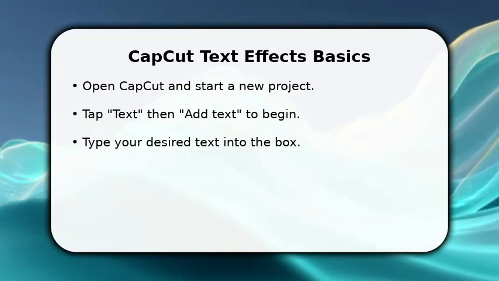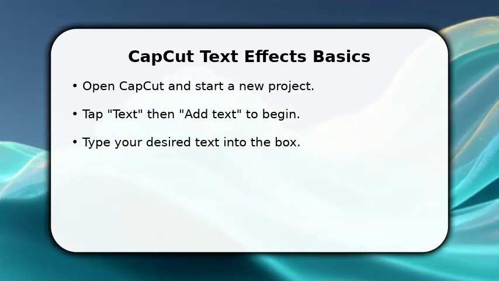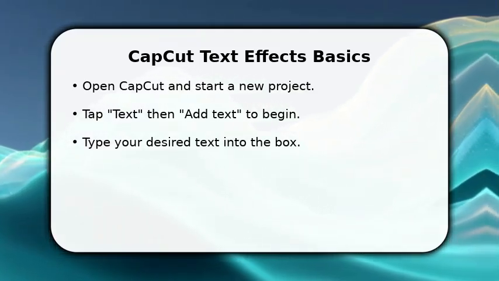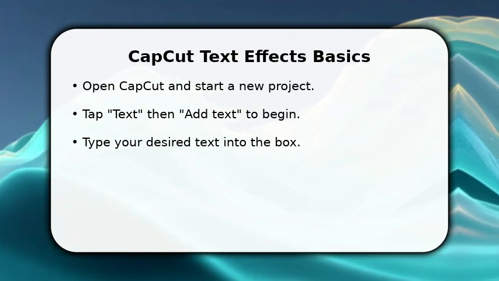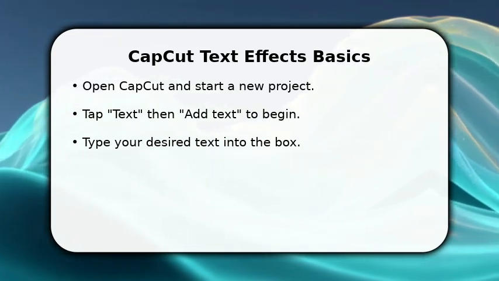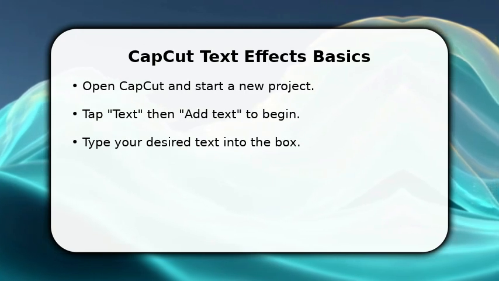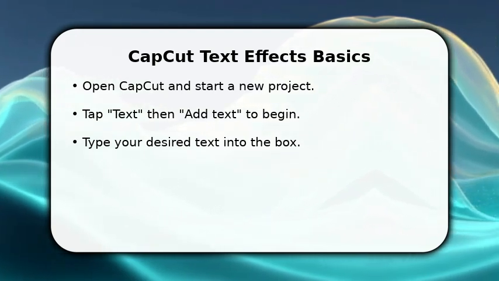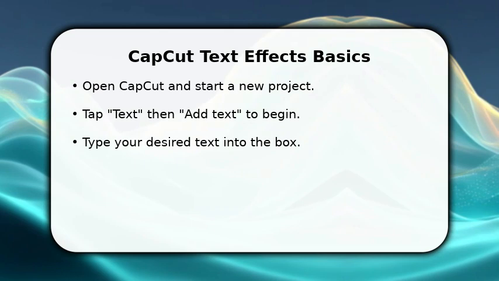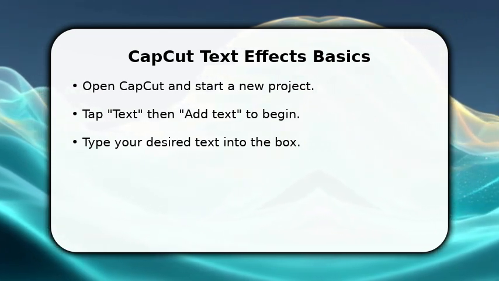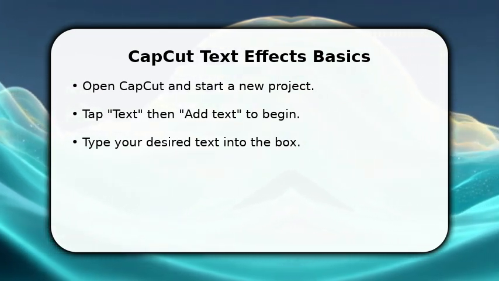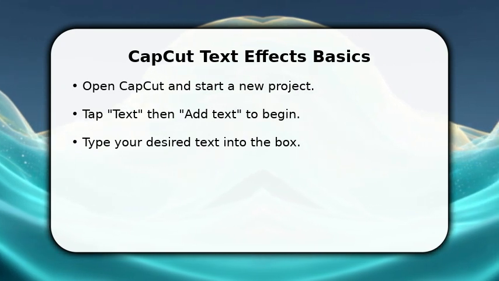In this video, I will explain how to add text effects in Capcut. First, open the Capcut app and select New Project to get started. Then, tap on the text option at the bottom of your screen. From there, choose Add Text and simply type out what you want to say. It's a straightforward process to get your words onto the screen, setting the foundation for some cool effects.